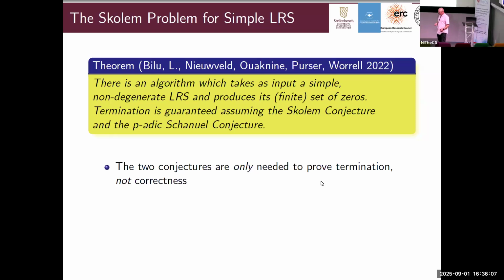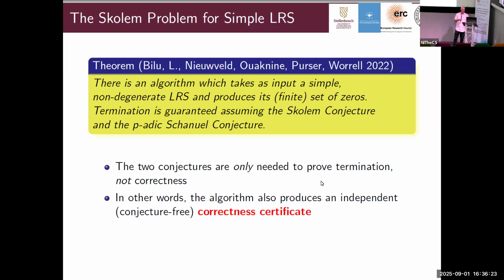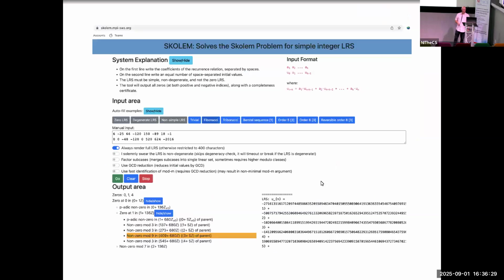Meaning that if our algorithm finishes and gives you some printout that says, look, this is a certificate that these are the only zeros and there are no other ones, then this certificate is not subject to any conjectures. That certificate is fine. However, mathematically, we cannot prove that this program terminates unless we assume those conjectures. And this program exists. It's called the Skolem tool.